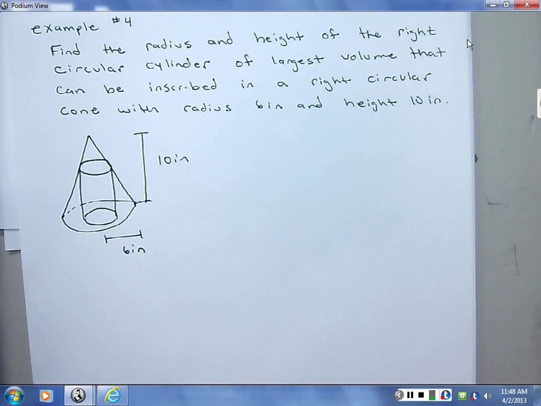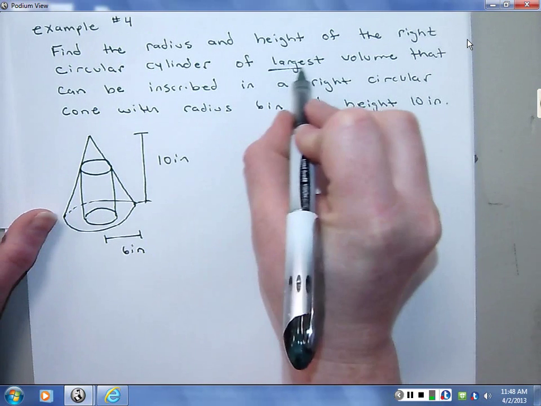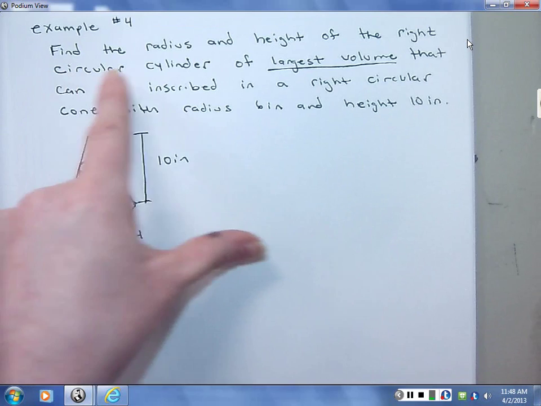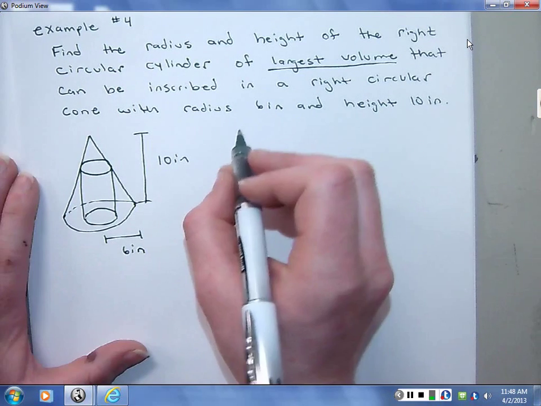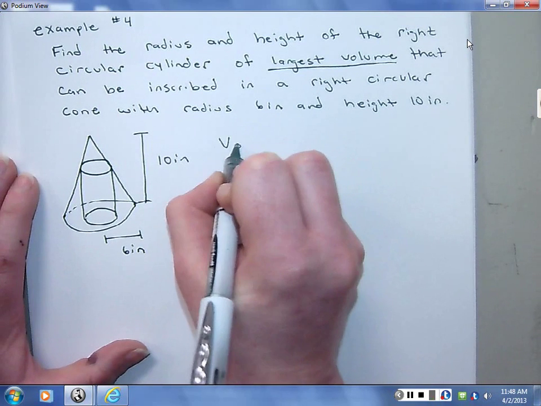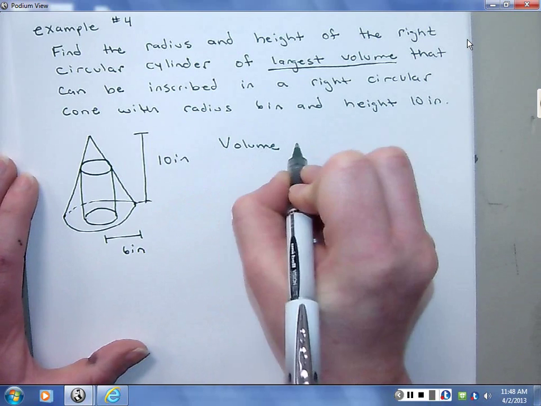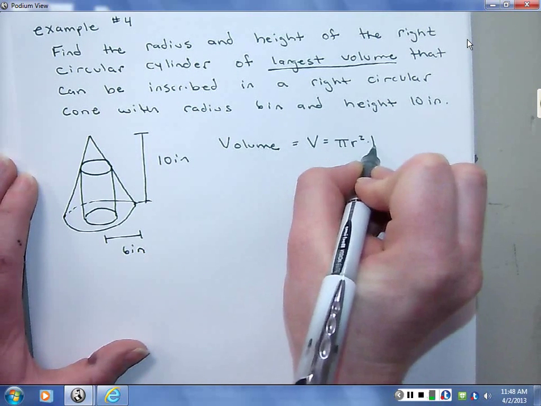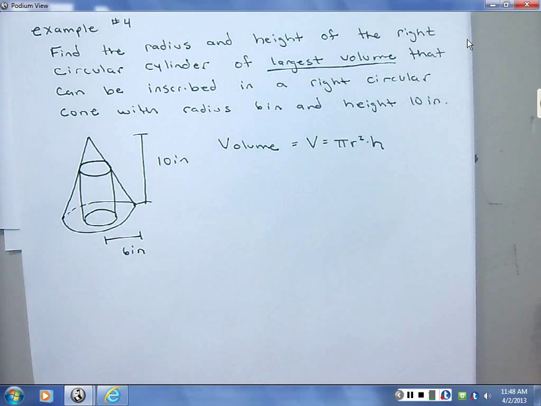So the first thing we want to see is the largest volume. What is the volume of a cone? Or sorry, volume of a cylinder. Because that's what I want to find. The right circular cylinder of largest volume. So the volume of a cylinder, right, we've seen this one, pi r squared times h. So I have two variables, an h and an r.